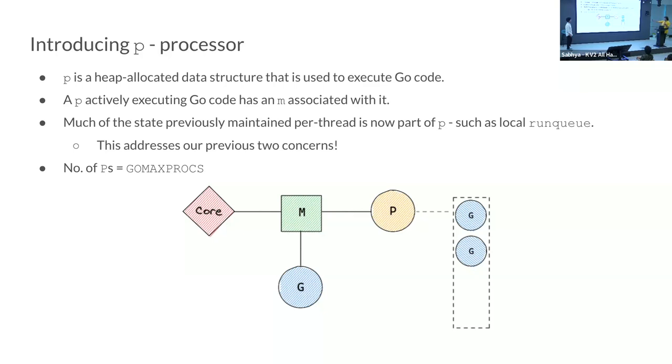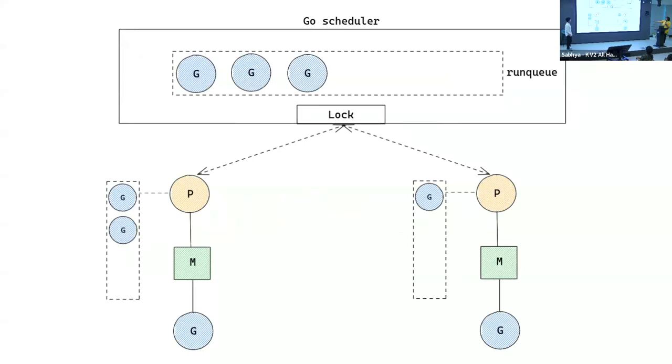The thread runs the Go routine. Great, so this is what our scheduler now finally looks like, right? Assume a world where GOMAXPROCS is two. We have two processors, each with its own local run queue. We have a thread associated with each processor, the thread runs the Go routine, and we also have a global run queue.